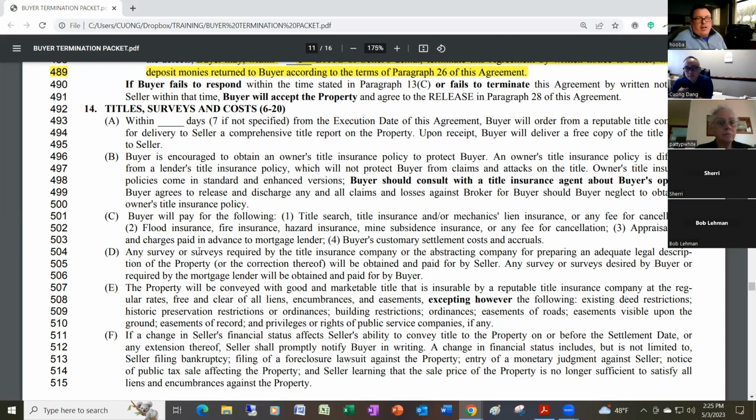Seems like that'd be hard to collect. It may or may not be, right? Like, what are you gonna do? Put a lien on a property that can't sell? Right. So there you go. Appraisal is listed. Good question.